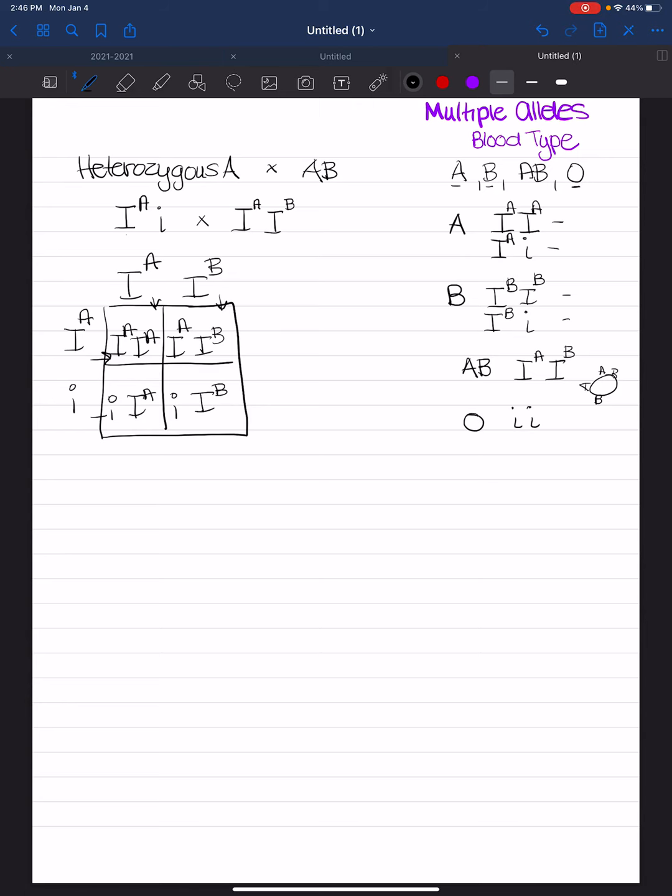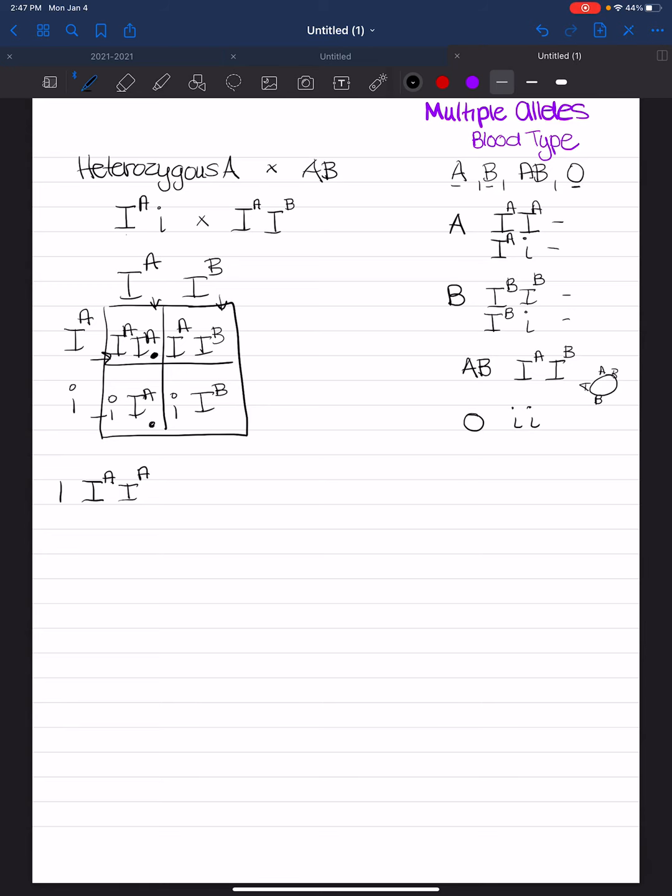Okay, so now I'm going to write my possible genotypes. So I'm going to start with my first square. So this is step 3. And I have I sub A, I sub A. That's simply saying I with a superscript of A. And I look and that's the only one I have, so I have one I sub A, I sub A.